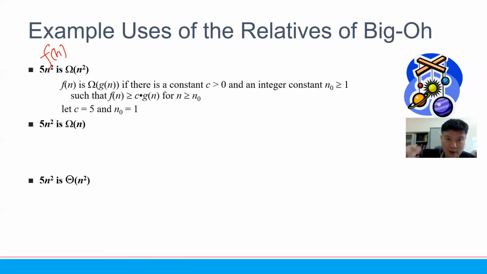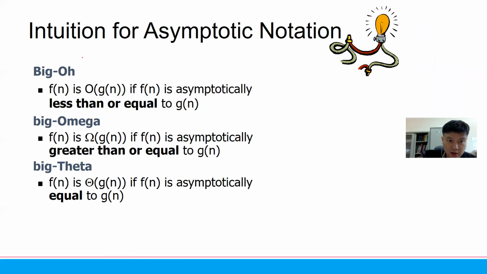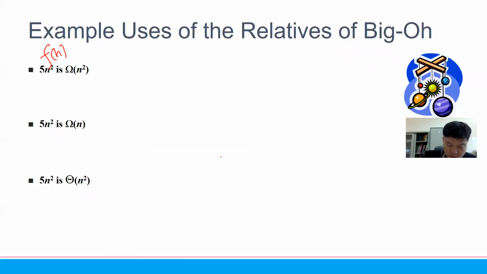True. Why? Because with the arithmetic operations that we learned at the first time, of course you can get C equals 5 and n0 equals 1. If it is omega, it means f(n) is greater than or equal to g(n). Then we have n power of 2 greater than or equal to g(n), so g(n) is n power of 2. Then yes, it's true.